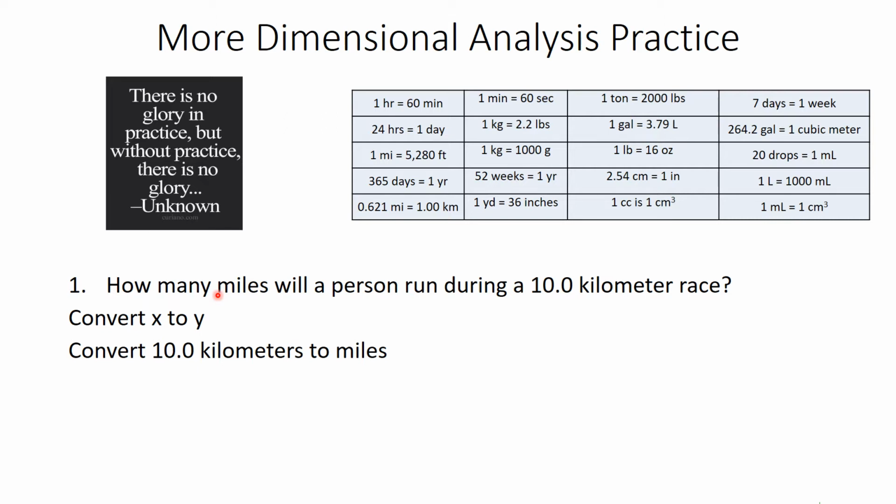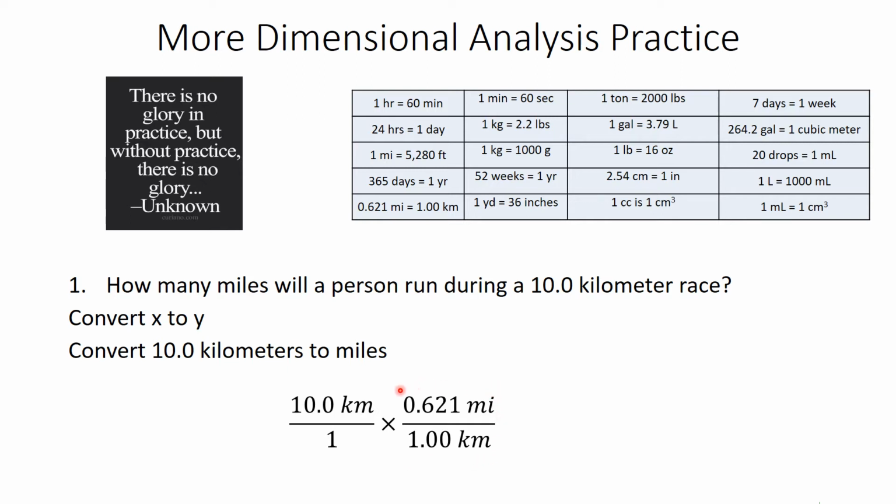So to solve this sort of problem, we first start with what we're given. We start with the x. So 10.0 kilometers, and I'm just putting it over 1 so that it fits the dimensional analysis form. Okay, and then we say, how can I get from kilometers into miles? Which unit conversion am I going to use? If I see right here, 1.00 kilometers is 0.621 miles. So I write that unit conversion factor this way.